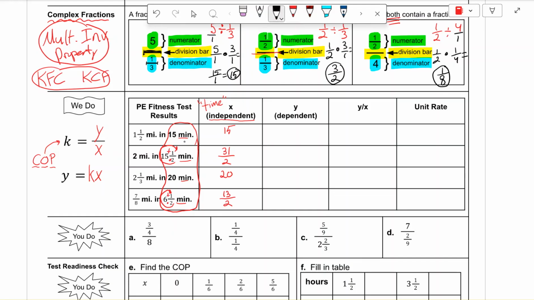Now the other ones here are dependent. So it depends on how many minutes you're running. It's going to tell you how many miles you've gone. And so right here, these are all dependent on the time. So we're going to change all of these into our Y. So we'll change this one. 2 times 1 is 2, plus the 1 on top is 3 over 2. 2 is 2.